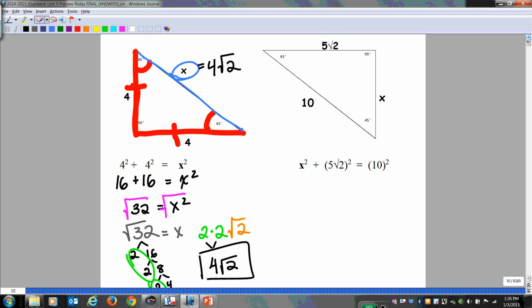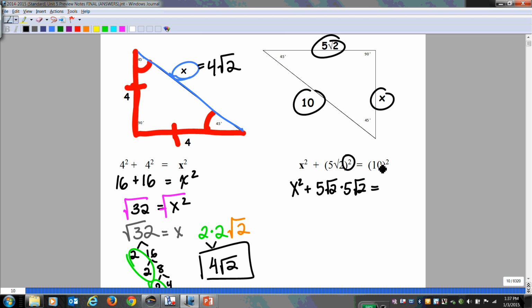Over here, let's take a look. Here we have one leg is going to be 5 root 2. We have a hypo of 10. We're going to solve for the other leg. So it's x squared plus 5 root 2 squared equals 10 squared. This is x squared plus exponents. Always expand. 5 root 2 times 5 root 2, equals 10 times 10 is 100. This is x squared plus 5 times 5 is 25 times root 2 times root 2 is 2 equals 100. That's x squared plus 50 equals 100.